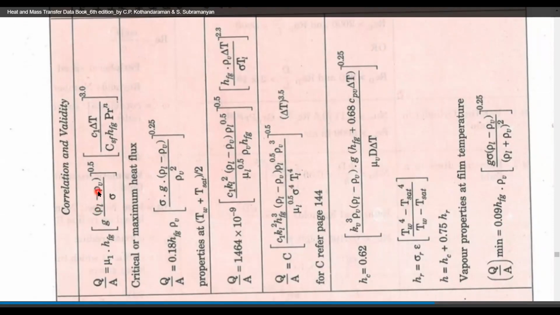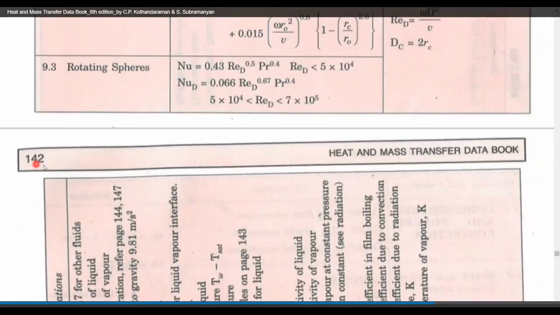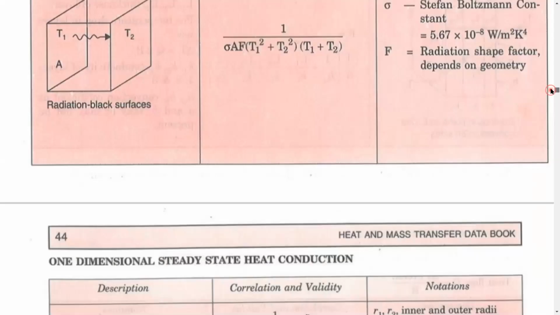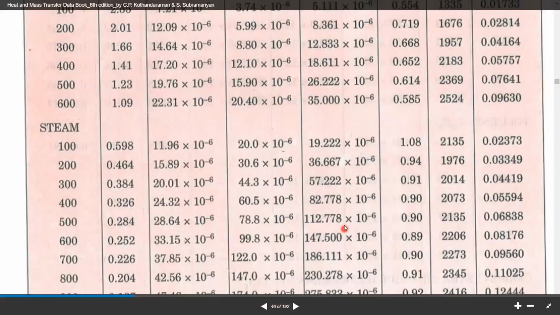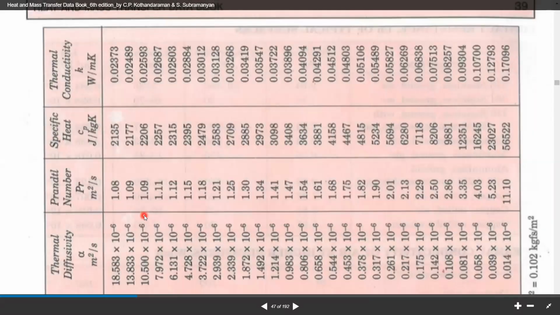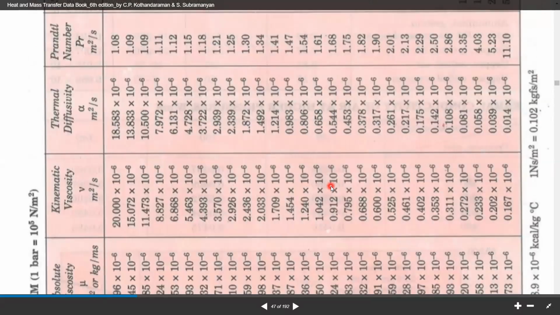Next, what is this rho V? Rho V is nothing but the density of vapor. For this, we can take the value from the data handbook. Where can I find the properties of steam? Just search for properties of steam or water. Yes, you can refer to page number 39 for the rho V value. For the rho V value, please refer to page number 39 of the data handbook.